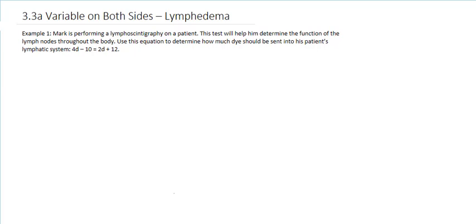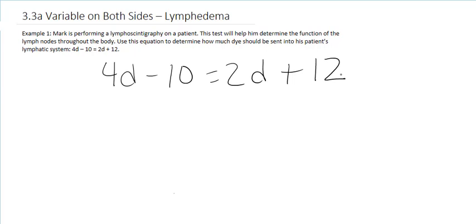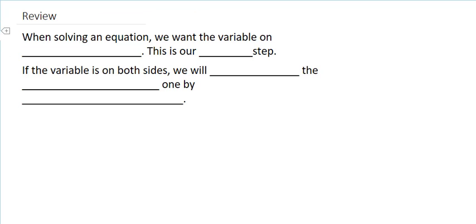So we have 4D minus 10 is equal to 2D plus 12. As you can see, we have two variables, and they're on both sides of the equal sign. So let's just do a quick review.